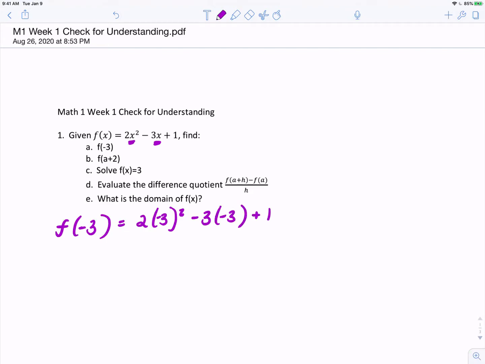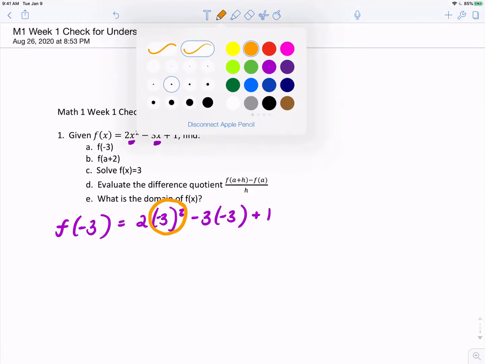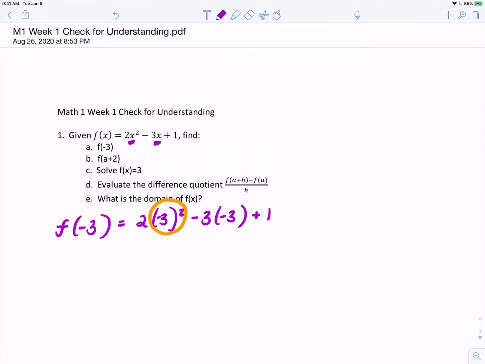All right, so we remember from our order of operations that the first thing we have to do is square negative 3. So negative 3 times negative 3 is a positive 9. So this is 2 times 9. Negative 3 times negative 3 is positive 9 plus 1. In other words, 18 plus 9 plus 1, or 28. So our answer for the first problem, f of negative 3, is equal to 28.